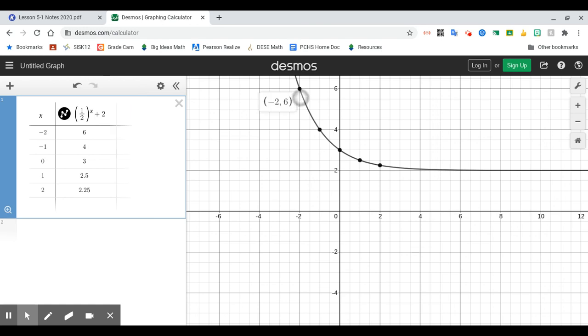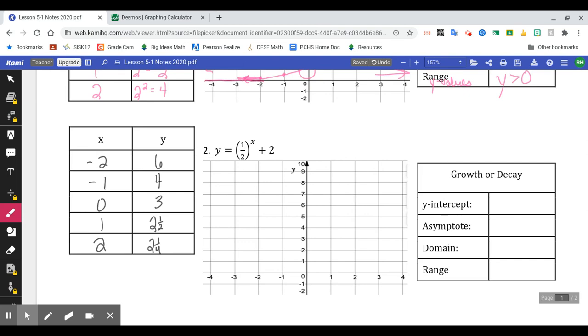Now, we're going to graph them, and hopefully our graph will look just like this guy as we put them in there. Okay, so I'm going to have -2, 6, which would be right here, -1, 4, 0, 3, 1, 2.5, and then 2, 2.25. So again, it's going to come down here, and it's going to get super close to that 2, but it's never actually going to cross it.